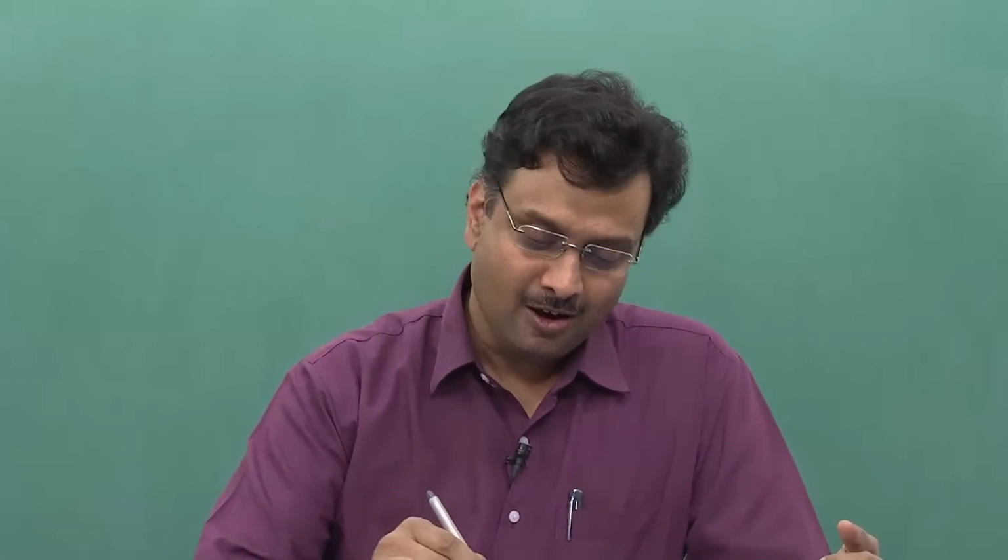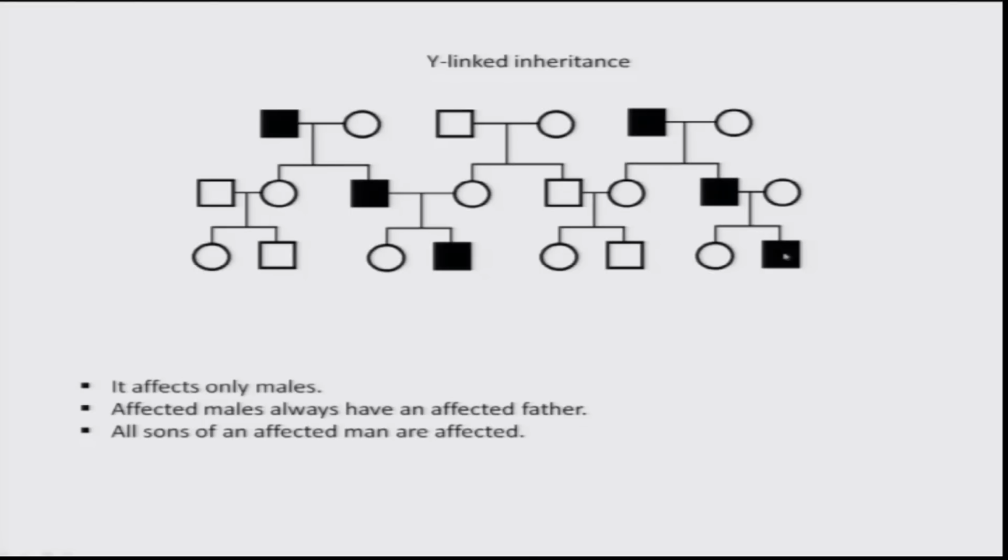If there is a phenotype linked to the Y chromosome, this is how it will look. It would always be from male to male, right? It does not go the other way. It would affect only the males. Affected males always have an affected father, because they have gotten the Y from their father. All sons of an affected man are affected.